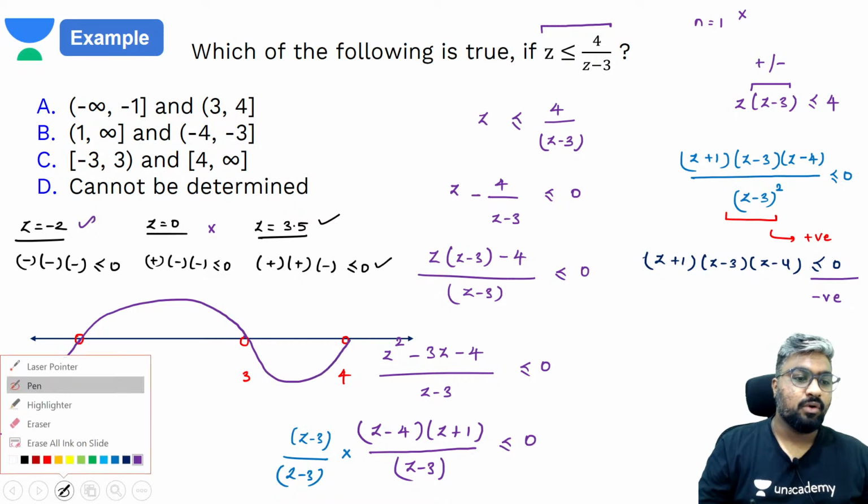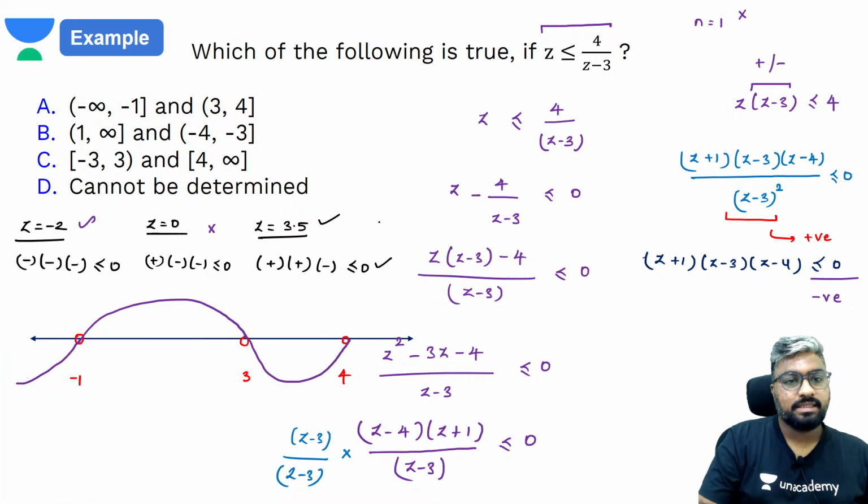Further, after 4, z equal to 5, what will happen? Positive, positive, positive, not less than or equal to 0.